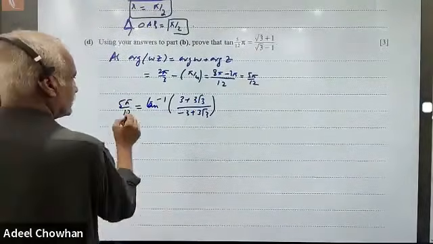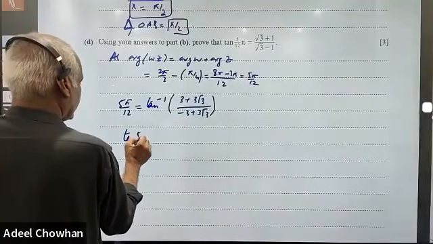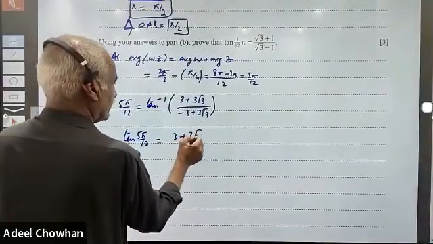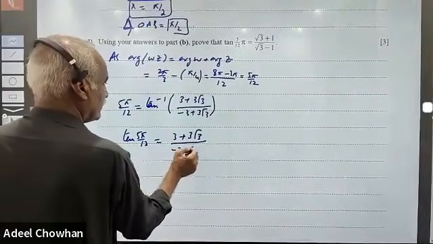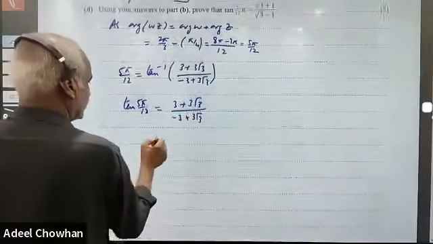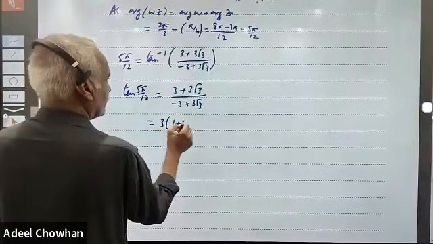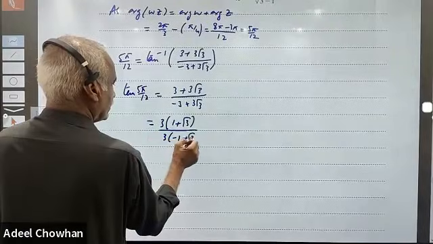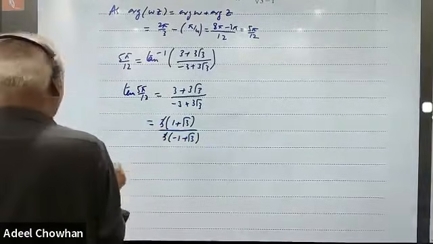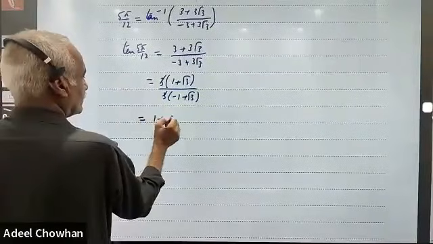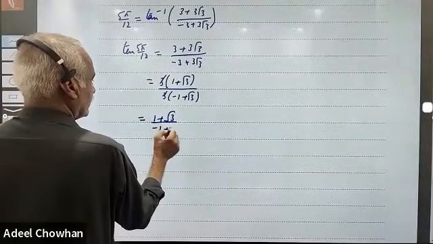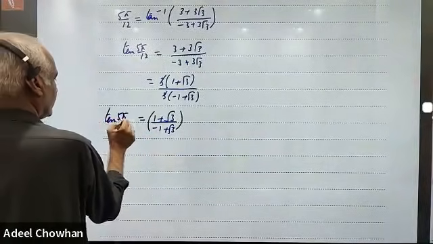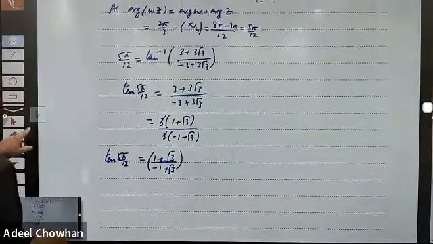So you can take tangent toward this side. It is tangent of 5 pi by 12 is equal to 3 plus 3 root 3 divided by minus 3 plus 3 root 3. You can take 3 common there. 1 plus root 3 over 3 common there minus 1 plus root 3. And that thing is equal to 1 plus root 3 over minus 1 plus root 3. That is tangent of 5 pi by 12, which we have to show.